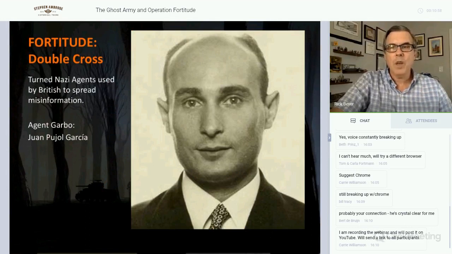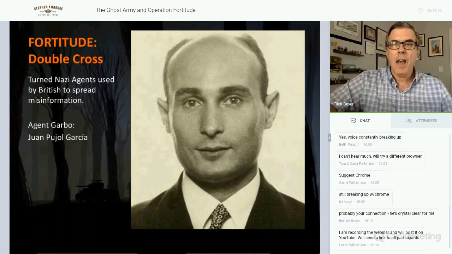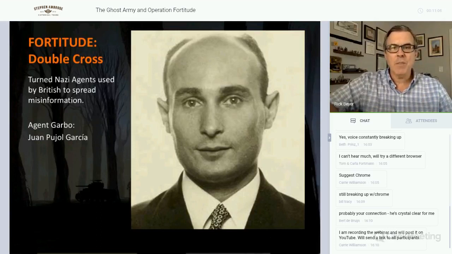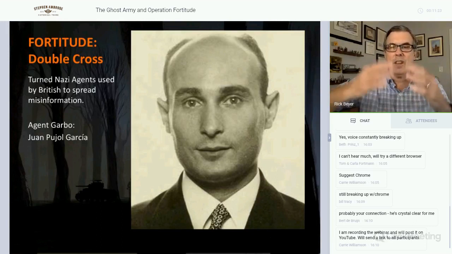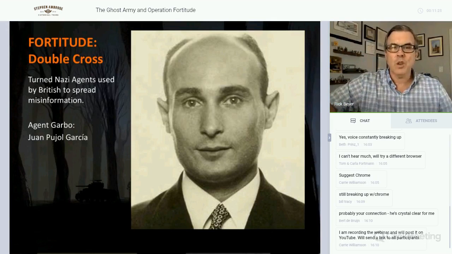Operation Fortitude depended very heavily on the double-cross system. The British had actually turned Nazi agents in Britain, and they used them to spread misinformation to the Germans. So the Germans thought they had all these spies in England, but in fact, all those spies had been turned by the British. They were now double agents. They were now working for Britain and feeding back false information to the Germans.